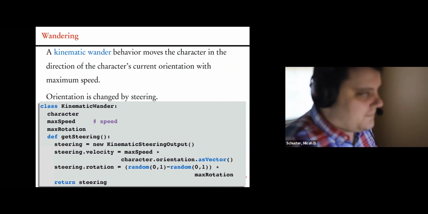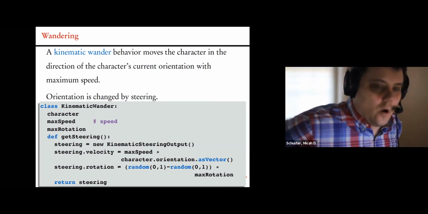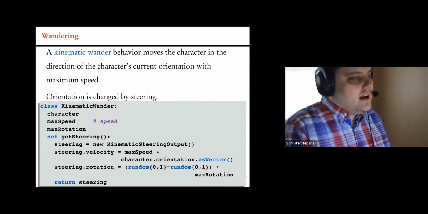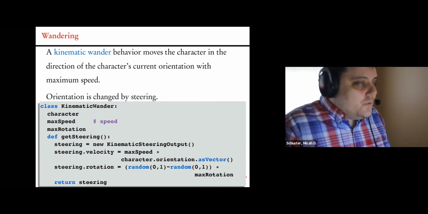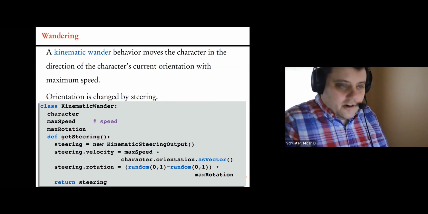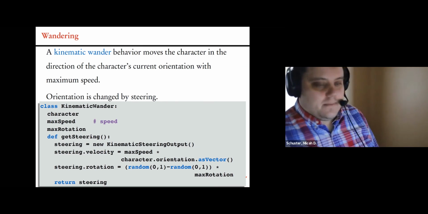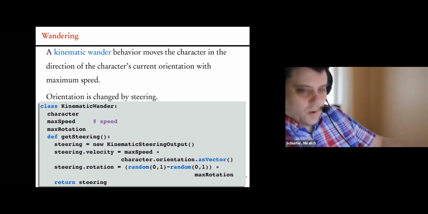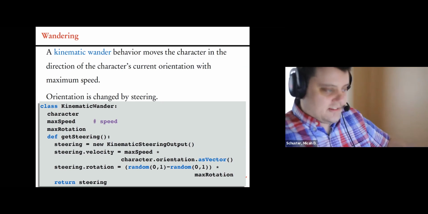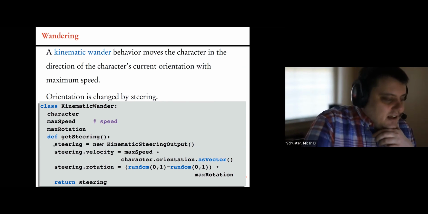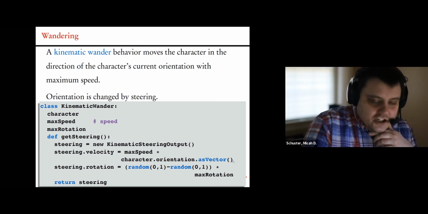Another useful one is wander, kinematic wander. That's what the blue cube in the demonstration today was doing. It just moves the character in the current orientation, wherever it's pointed, with a maximum speed. So wherever this character is pointed, that's the direction it moves. It's relatively simple. You're multiplying the speed times the orientation as a vector.